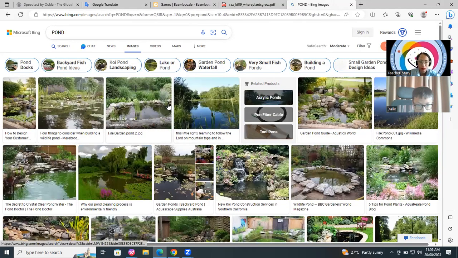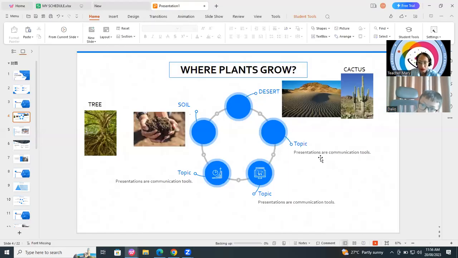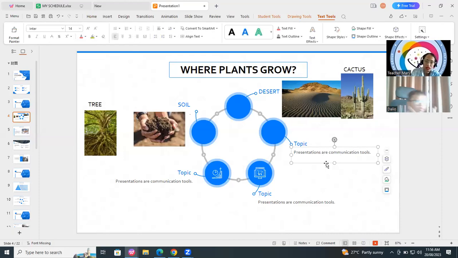Okay, choose the picture, please. Picture two. Two, this one. Am I right? Yeah. Okay. So this is now your pond. Okay, you've got your pond.